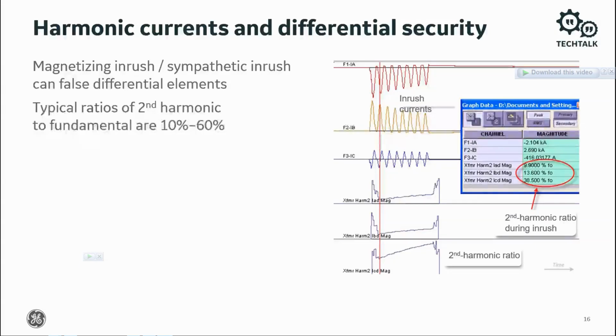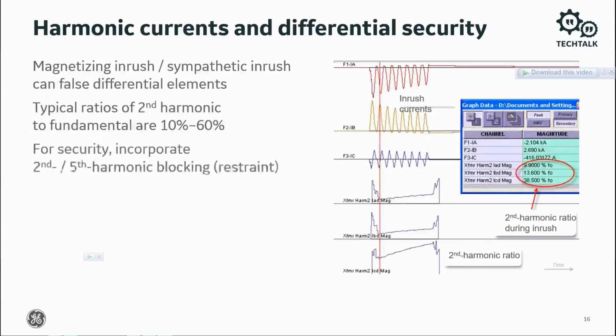There are two methods to combat this. One method is to set the digital relay to filter harmonics from the restraint current during inrush. Another method detects the second and fifth harmonics to block the differential element while these harmonics occur. For security, incorporate second and fifth harmonic blocking.